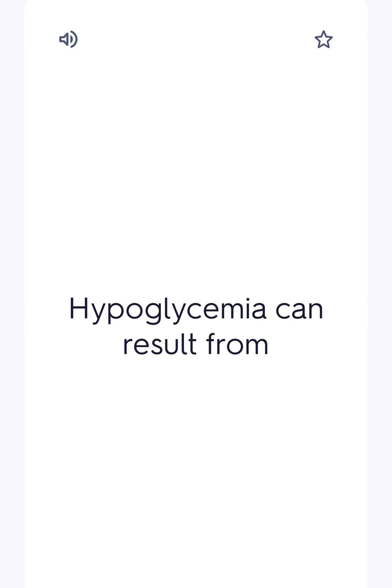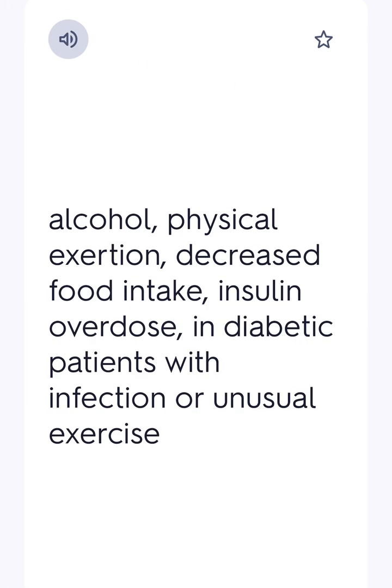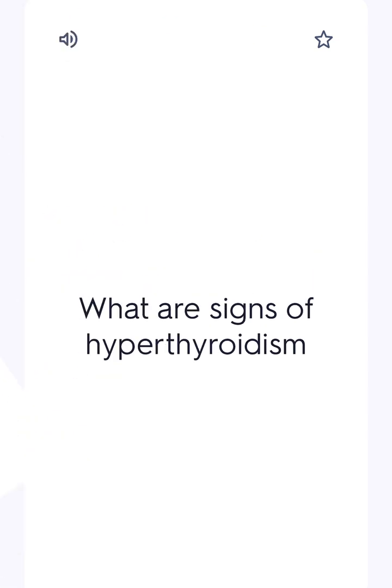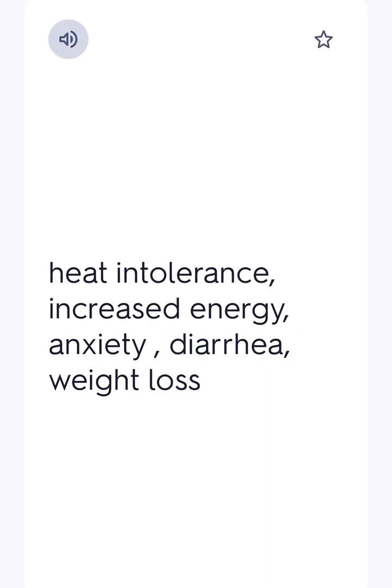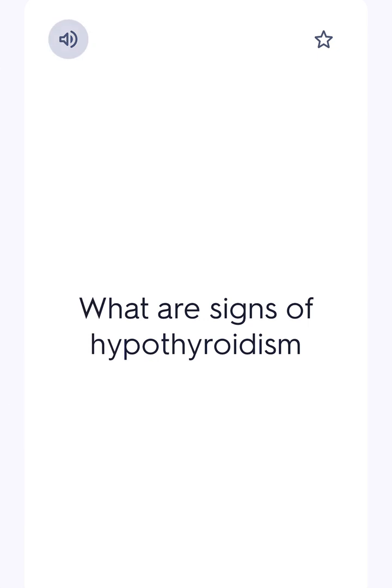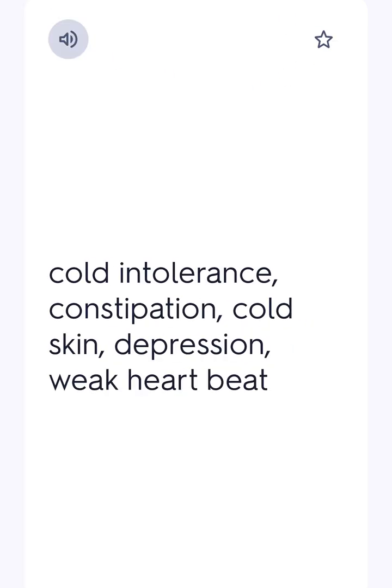Hypoglycemia can result from alcohol, physical exertion, decreased food intake, insulin overdose, in diabetic patients with infection or unusual exercise. What are signs of hyperthyroidism? Heat intolerance, increased energy, anxiety, diarrhea, weight loss. What are signs of hypothyroidism? Cold intolerance, constipation, cold skin, depression, weak heartbeat.